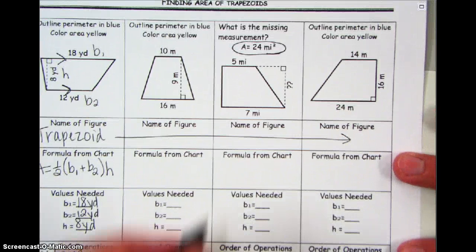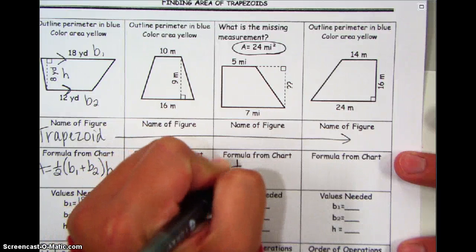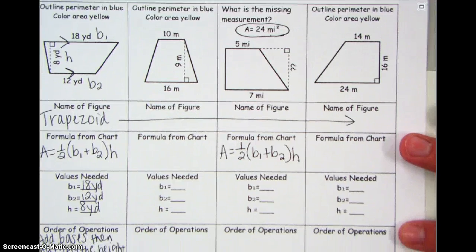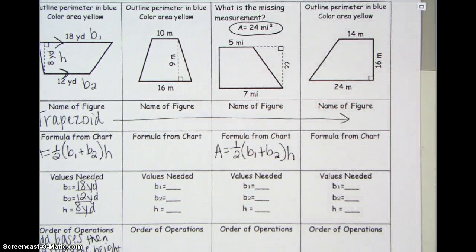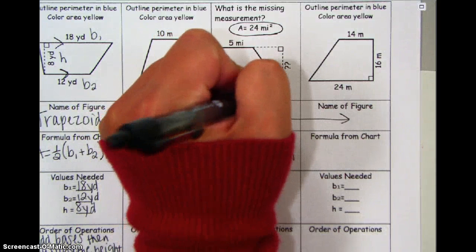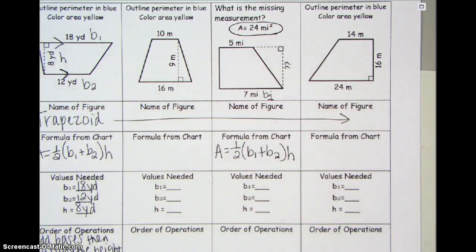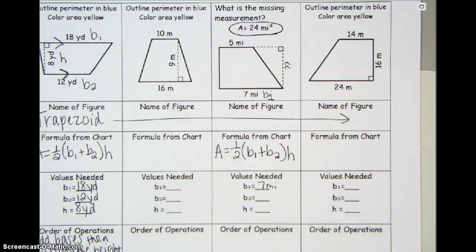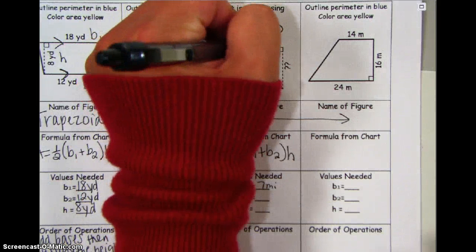Okay, we're using the same formula. Area equals half of my base 1 plus my base 2 times my height. Now on this trapezoid, what do we want to call base 1, Juliana? Okay, we'll call base 1 the 7 miles. That's fine by me. Okay, so base 1 is 7 miles. And if base 1 is 7 miles, what does base 2 need to be, Kayla? The 5 miles, exactly. So that's my base 2.